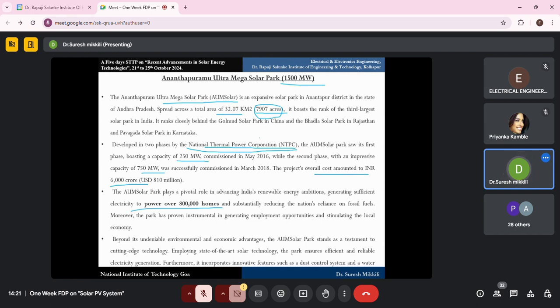Okay, so it is expanded over 7,907 acres, partially supported by NTPC, and the project cost is 6,000 crores. The project capacity is 1500 megawatts, but as of now, operation is only 1000 megawatts. Why? In 2016, 250 megawatts were installed. The latest is 750 megawatts installed. 500 megawatts are yet to be developed.